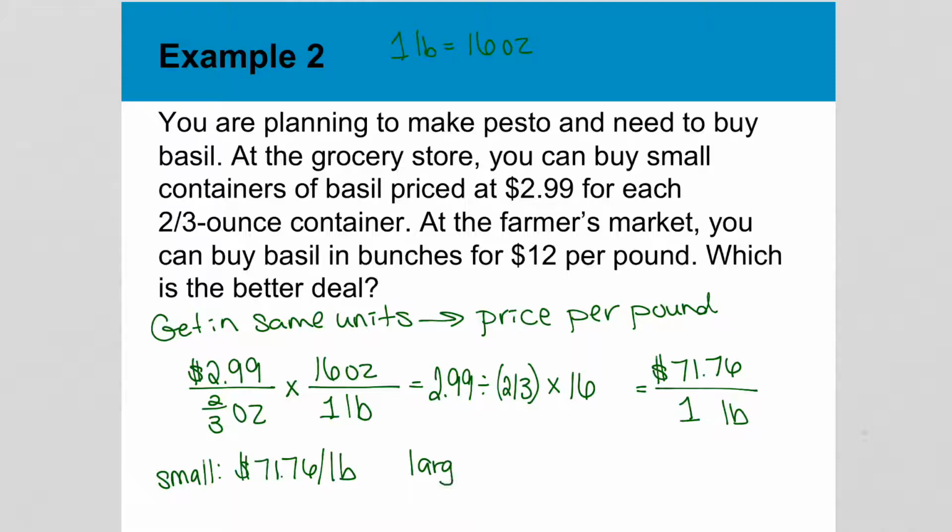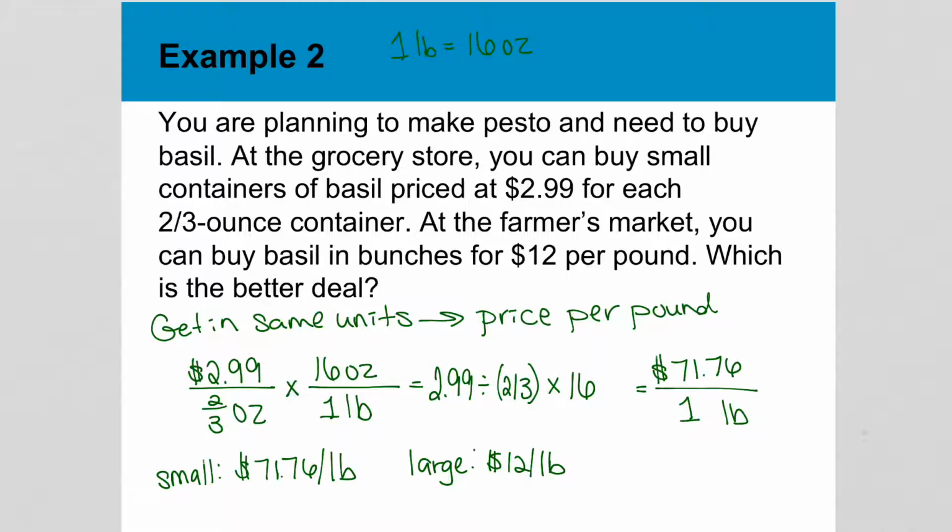While you can get a bunch at the farmer's market for $12 per pound. So which is the better deal? Well, obviously, the farmer's market.